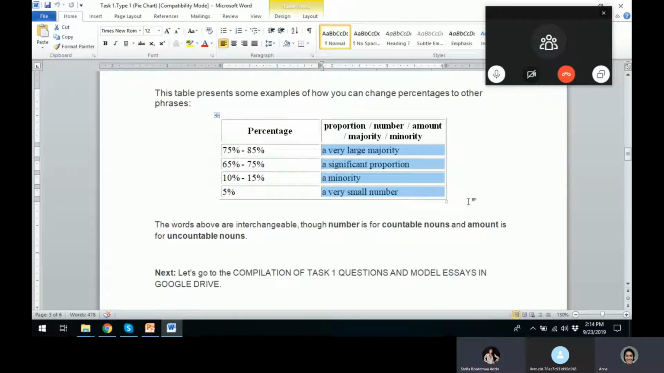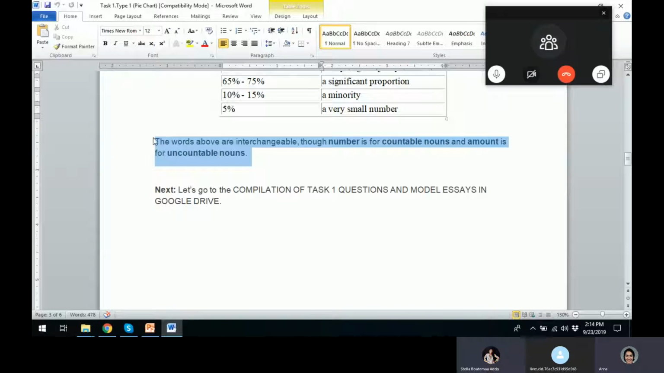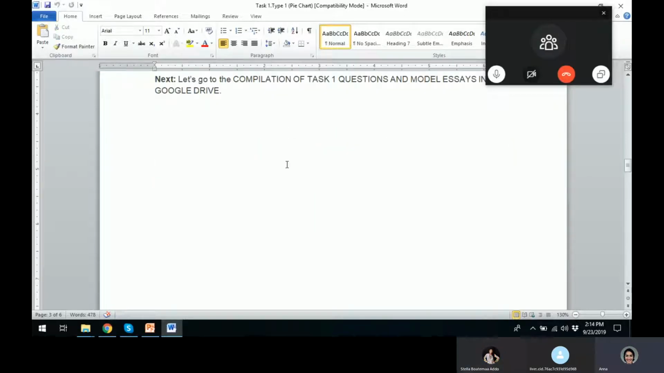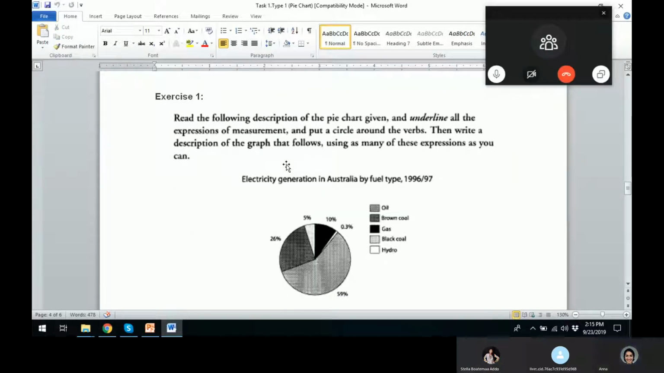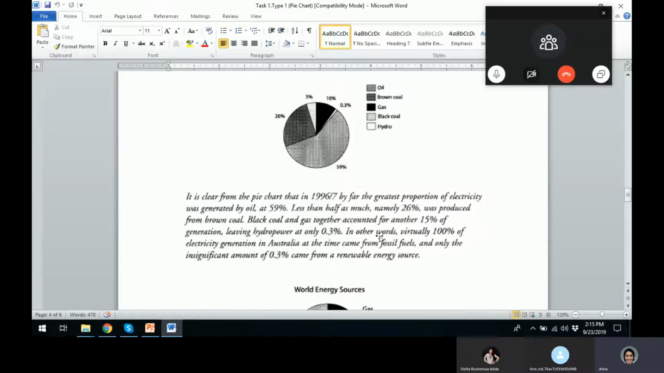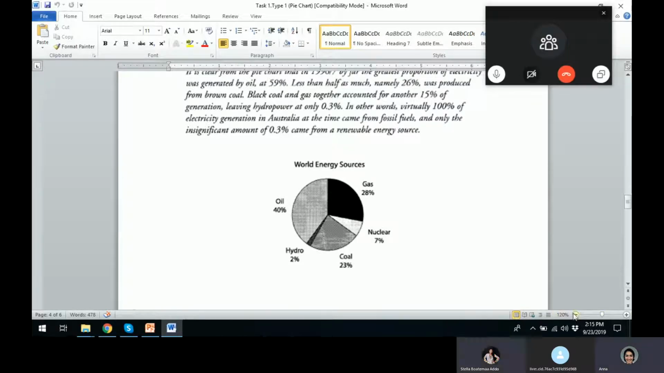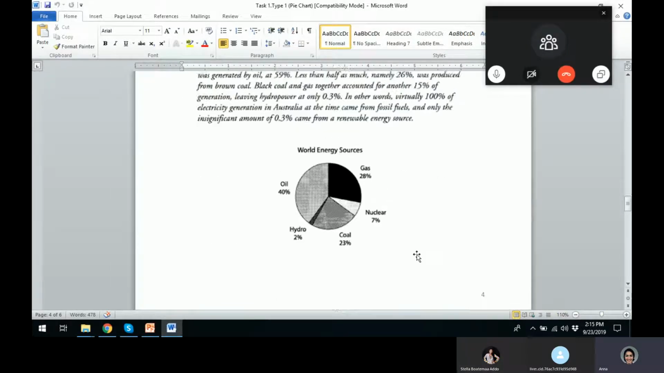Okay, here is the use of majority, proportion, minority, amount, a very large number, a very large majority, a significant proportion, a minority, a small, very small number. The words above are interchangeable, though number is for countable nouns, amount is for uncountable nouns. We discussed that earlier as well. All right, so we are now ready to practice. Let's apply the new learning.